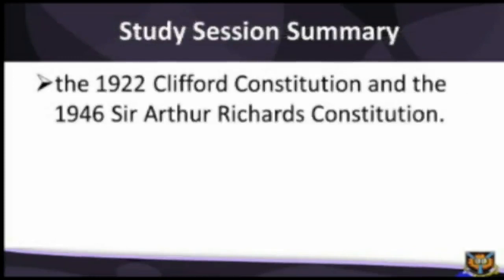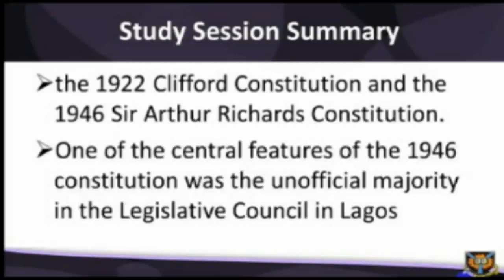Study session summary. In this study session, we examined the 1922 Clifford Constitution and the 1946 Sir Arthur Richards Constitution. We noted that the 1922 Constitution created the Legislative and Executive Councils to replace the Nigerian Council, which was earlier established by Lord Lugard. We also stated that it was the 1922 Constitution that brought about party politics in Nigeria through the creation of the elective principle, of which income was the criterion.